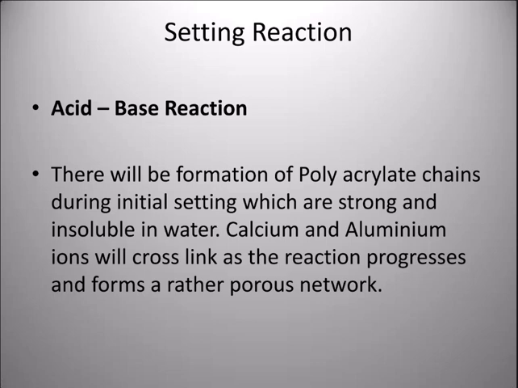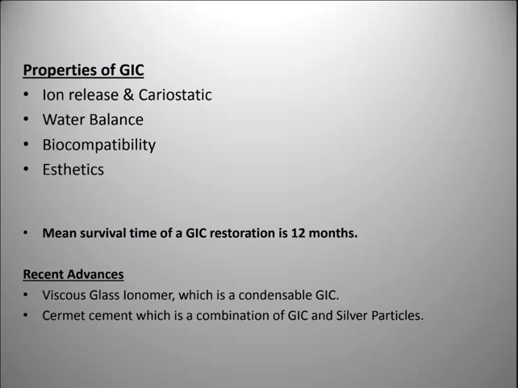So I already spoke about this acid-base reaction. There will be formation of polyacrylate chains during initial setting, which are strong and insoluble in water. Calcium and aluminum ions will cross-link as the reaction progresses and form a rather porous network. So these are the properties of GIC. It has ion release and is cariostatic. Fluoride ion release is one of the major advantages of GIC, especially in pedo.